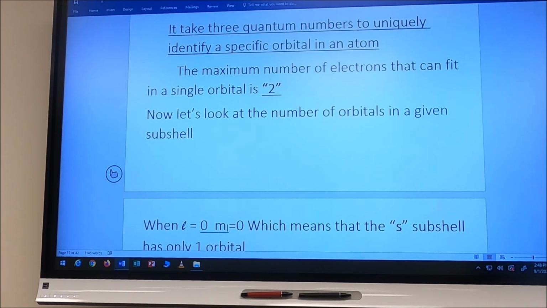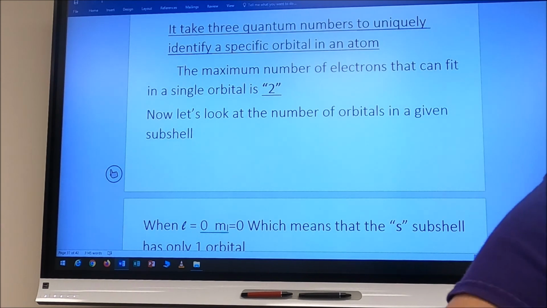Okay? So let's look at some numbers. The third quantum number uniquely identifies an orbital. The maximum number of electrons that can fit in a single orbital is 2. So let's look at some values of L and what values of m sub L go with them. Okay, so let's play at the whiteboard again.